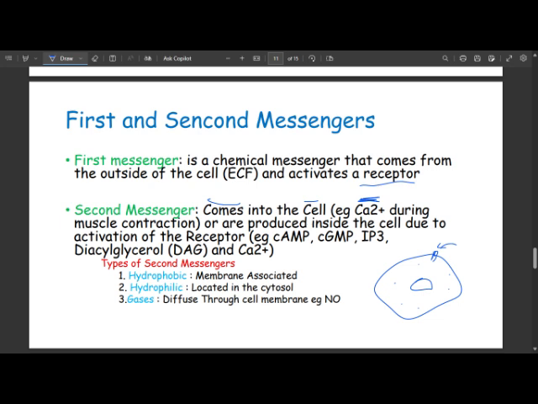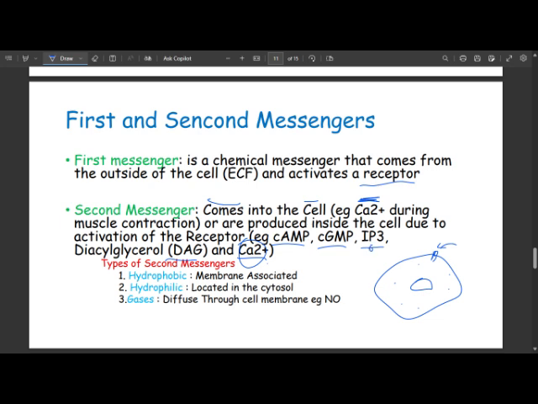An example, we have cyclic AMP, which is very common, cyclic GMP, inositol triphosphate, and diacylglycerol or DAG, and calcium (Ca2+) as well. These ones can be produced inside the cell, like for example, Ca2+ in this case is the one that is coming from the sarcoplasmic reticulum inside the muscle cell. Then for diacylglycerol and cyclic AMP, these ones have to be produced inside the cell by activating certain cyclase enzymes. Then inositol triphosphate as well.